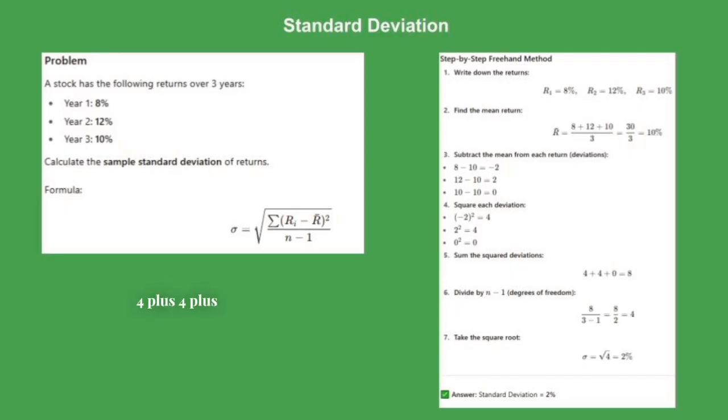Step 4, sum the squared deviations. 4 plus 4 plus 0 equals 8. Step 5, divide by n minus 1. We have 3 observations, so n minus 1 equals 2. 8 divided by 2 equals 4.